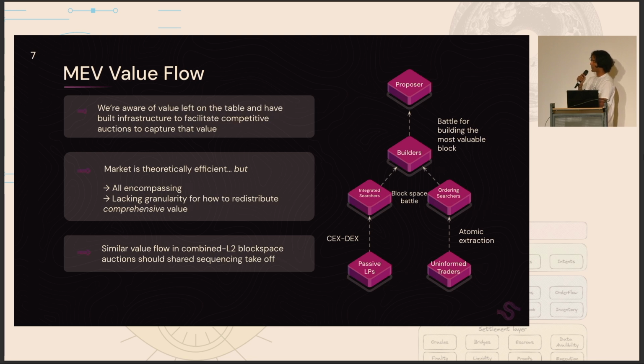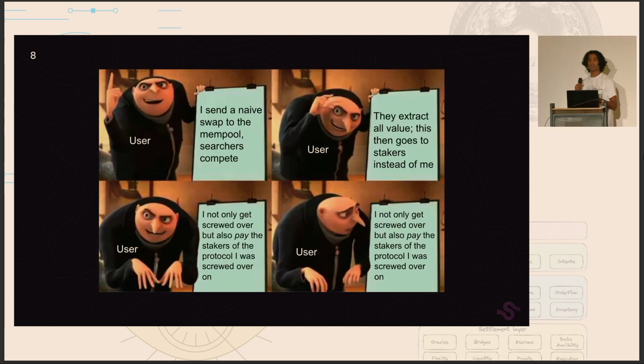But the swapper that caused this value to occur in the first place, they're not happy, right? From their perspective, what does this look like? They basically send a naive swap, and they know that there is this competitive market that forms due to how much value is left on the table. But all of this goes to the stakers. So it's basically like, or in the L2 example, it would go to the token holders of both chains.